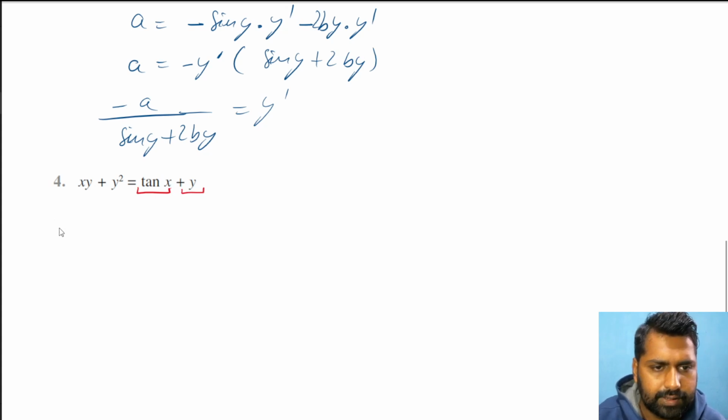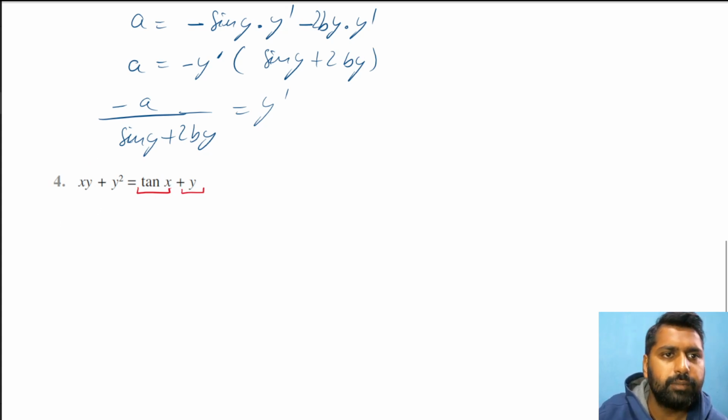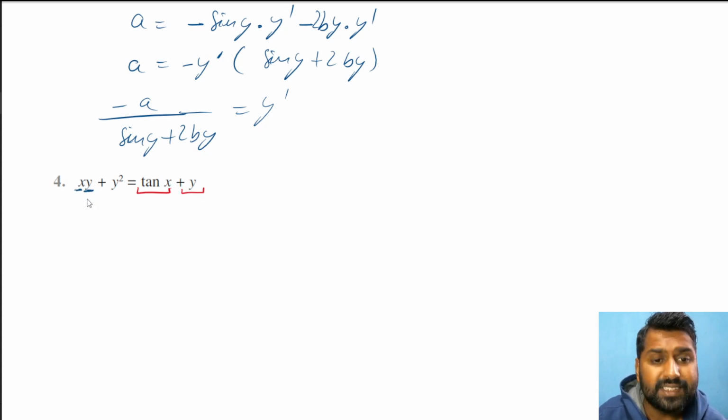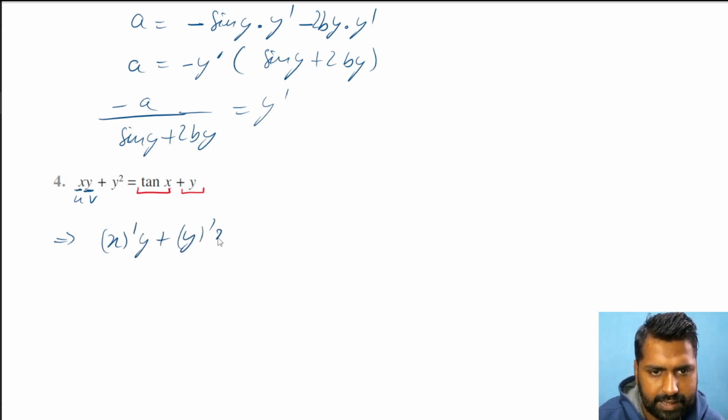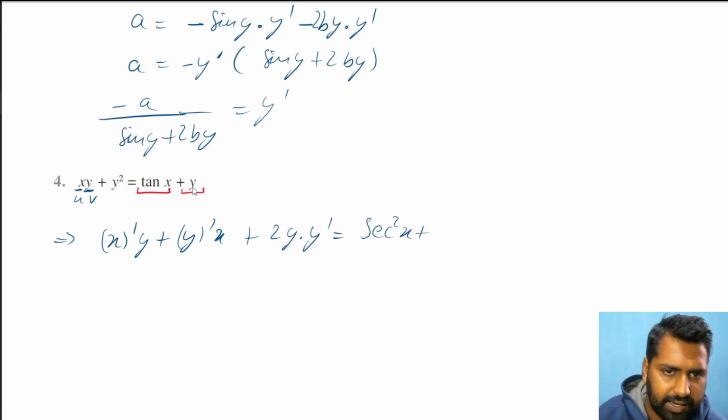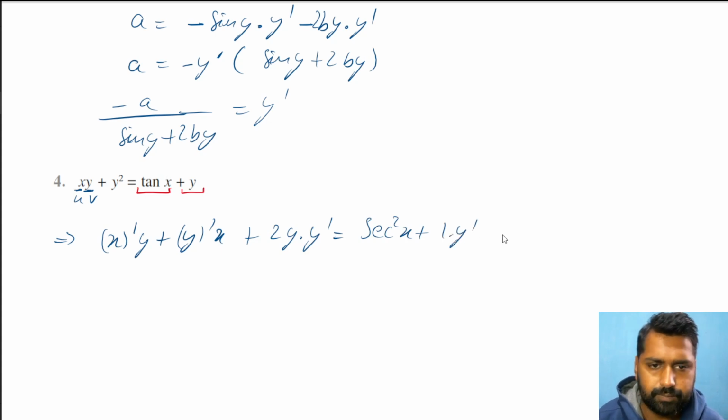Okay. So let's differentiate both sides with respect to x, but the problem starts with this 2. Two things are being multiplied, that means uv. So that means we have to apply the uv rule. So the uv rule, I'll write it in steps for the first time. Differentiation of x, y as it is. Differentiation of y, x as it is. 2y square differentiation is, y square differentiation is 2y into y dash. Tan x differentiation is sec square x. Y differentiation is 1 into y dash.